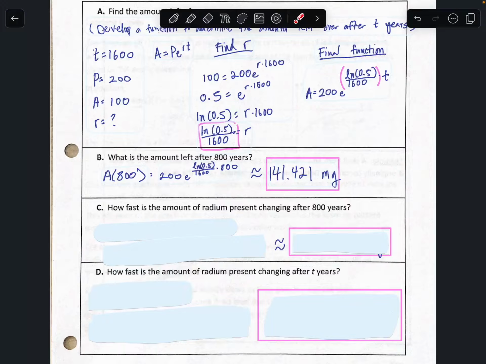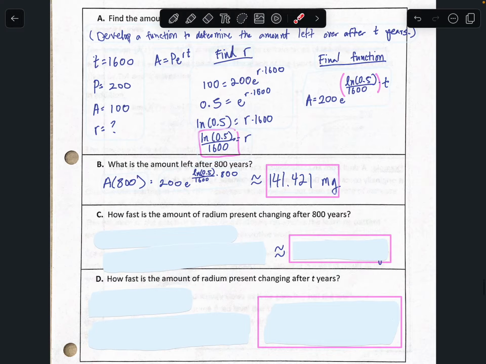Again, we're looking at now how fast, so rate of change of the amount of radium present at 800 years. So we're looking for the rate of change at 800 years. We're again using that special rate of change formula. Okay, A prime equals r times A.